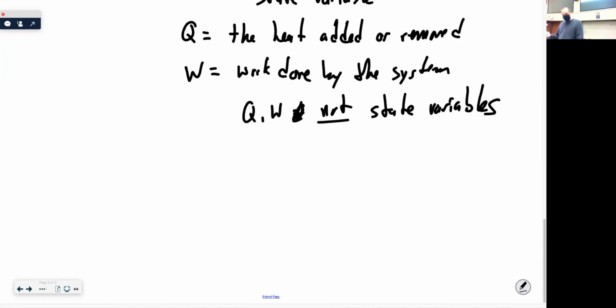Okay, so how are we going to go about calculating these Q's and W's? How are we going to know how much heat energy we've added? How are we going to know or calculate how much work we've done or has been done on the system? Let's think about these. How can we measure?